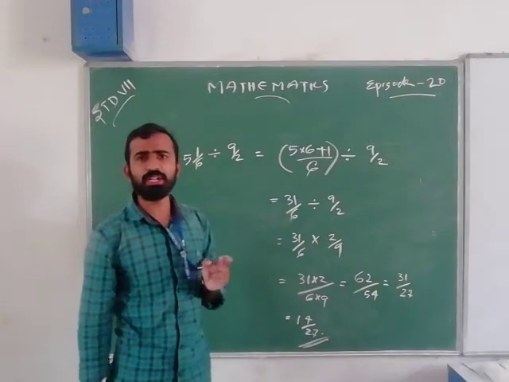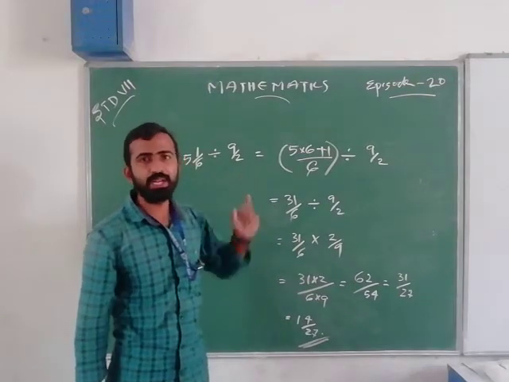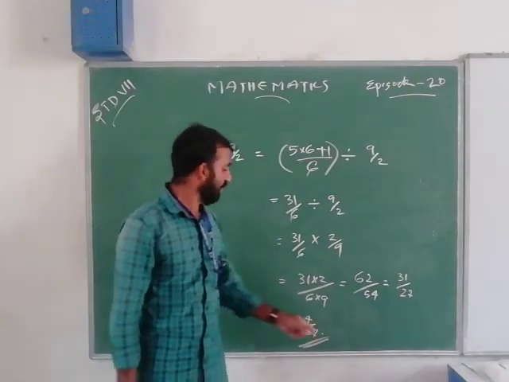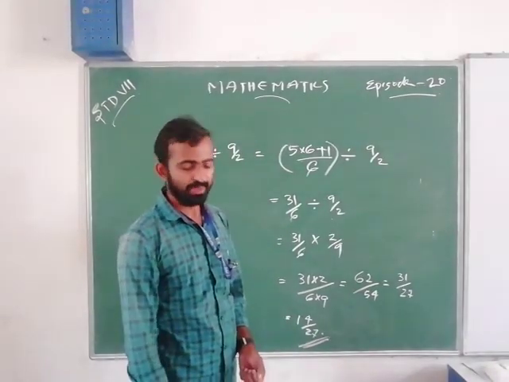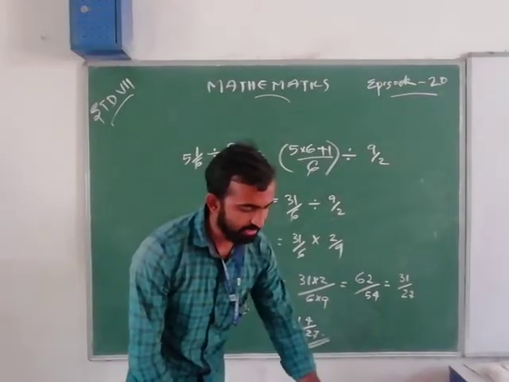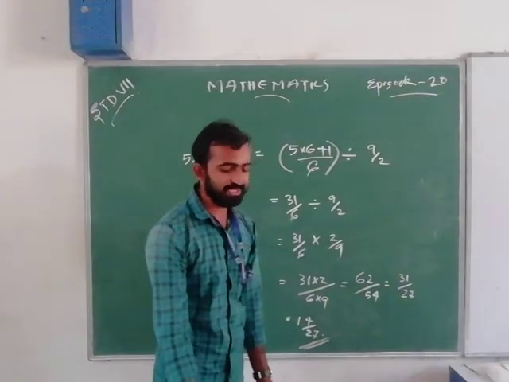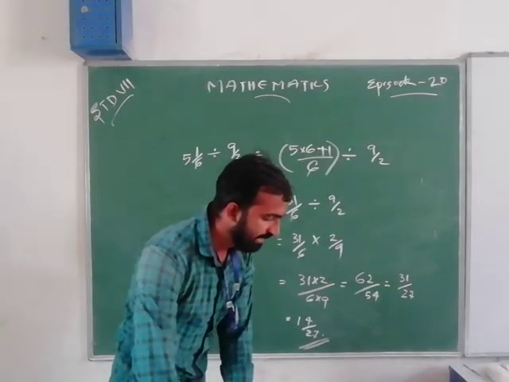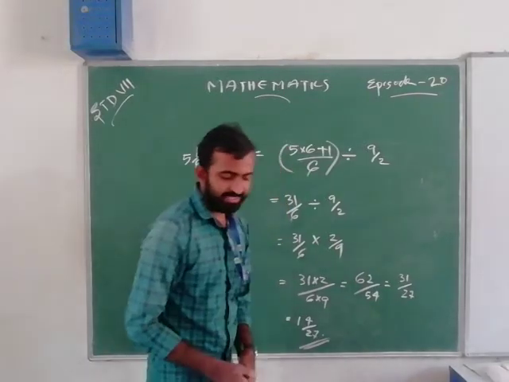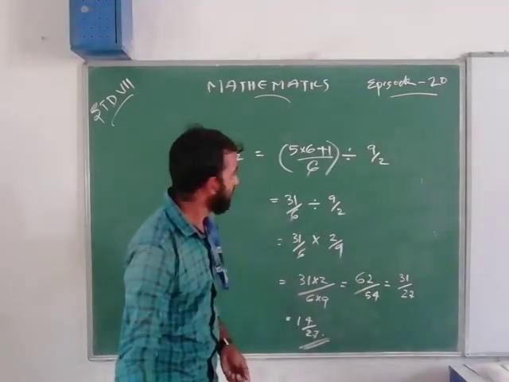That is, 5 and 1 by 6 division 9 by 2, we get answer 1 and 4 by 27. And next we are going to discuss our exercise 2.4. That is, page number is 46. Page number is 46.